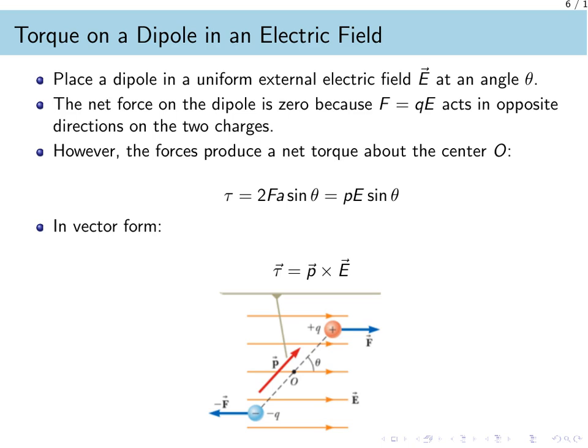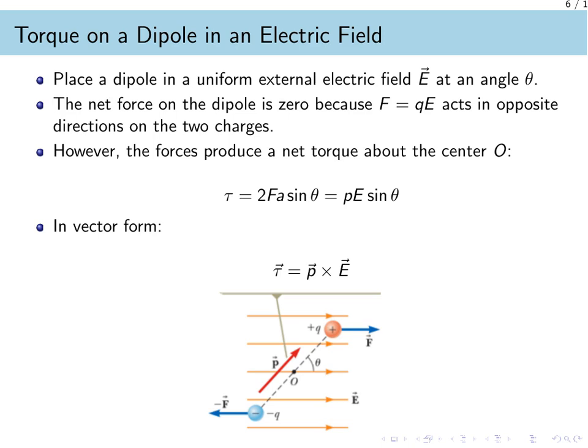Imagine placing this dipole in a uniform external electric field at a certain angle. The net force acting on the entire dipole is identically zero because the electric forces on the two individual charges are equal in magnitude but perfectly opposite in direction. However, because these forces act at different locations, they produce a net torque about the center of the dipole.